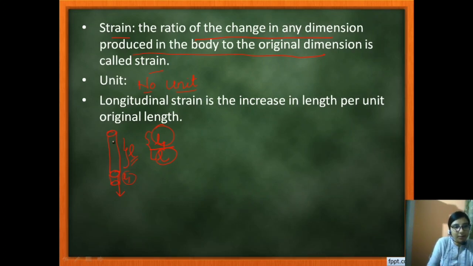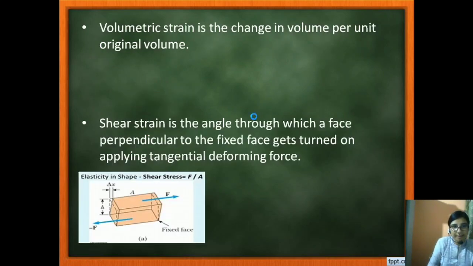Now when we consider the one-dimensional figure, suppose this rod is so thin that we have to consider its length only. Here its length is increasing by L1, that means L1 by original length. This ratio, this strain, is called longitudinal strain. Longitudinal strain is nothing but the increase in length per unit original length. Am I clear?